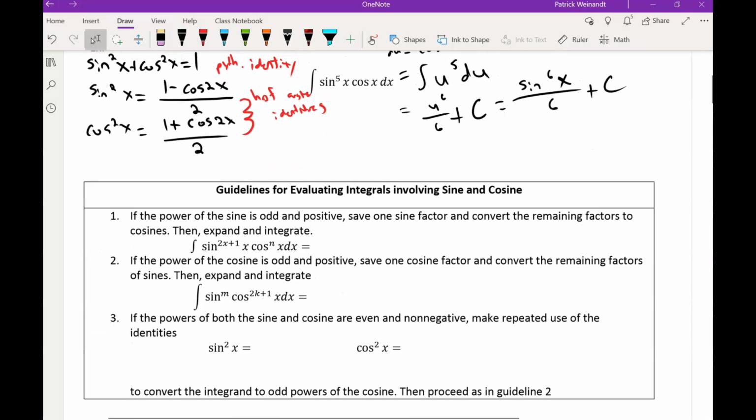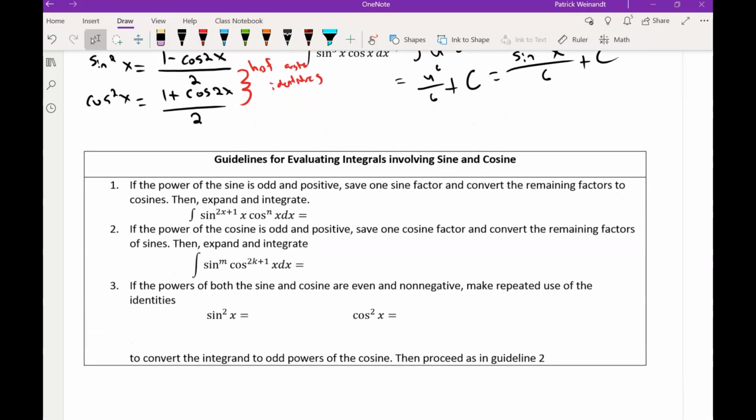So here are some guidelines. I'd encourage you to pause the video and write these down. We have these three guidelines when we're trying to integrate with sine and cosine. If the power of sine is odd and positive, we want to save one sine factor and convert the remaining factors to cosines. Then we're going to expand and integrate.